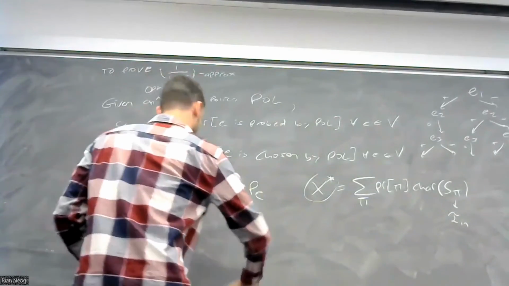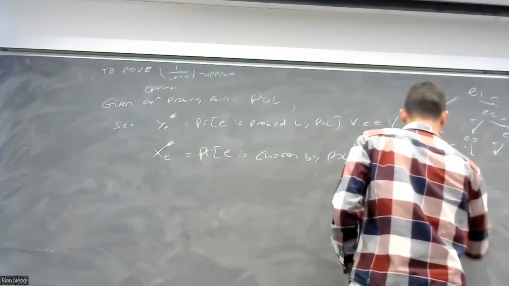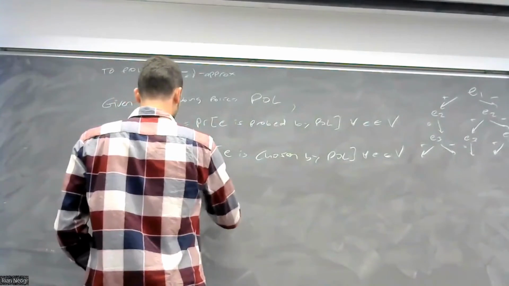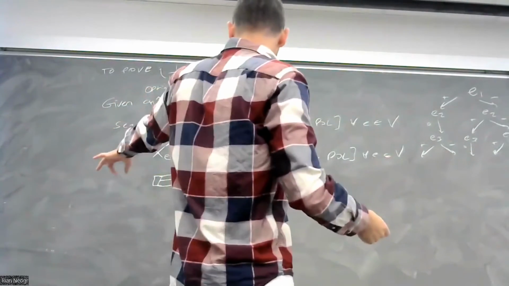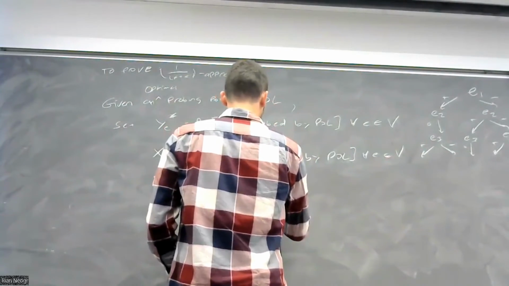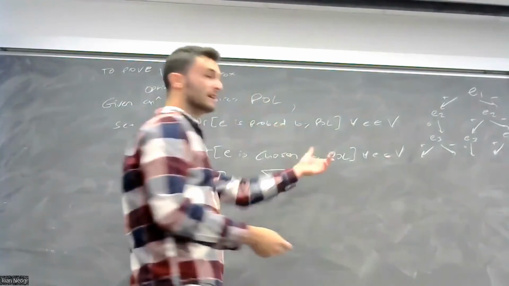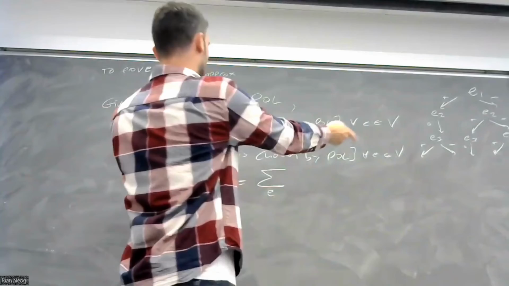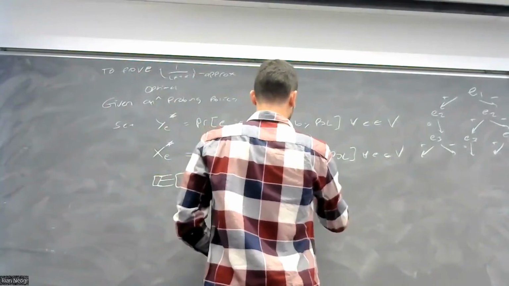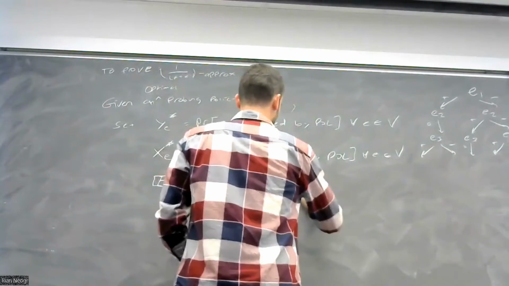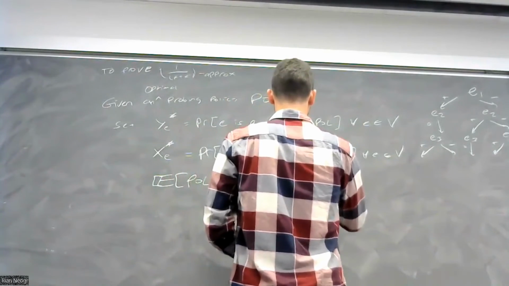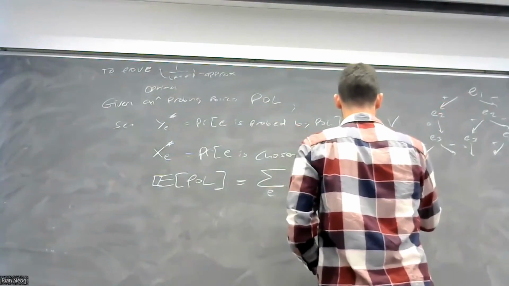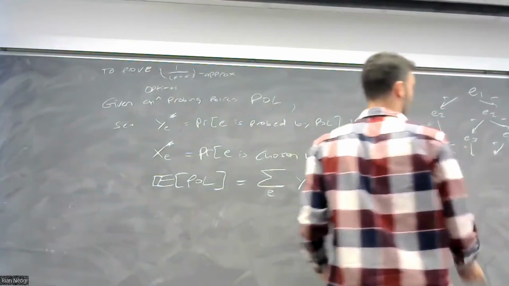Finally, we immediately get the objective value as well. Because the expected value of our policy, as we saw in the previous part, we could write as the sum over all elements of the probability that the element is chosen, which is x star e. But x star e we just saw was y star e times p e, which is the objective value of y star.